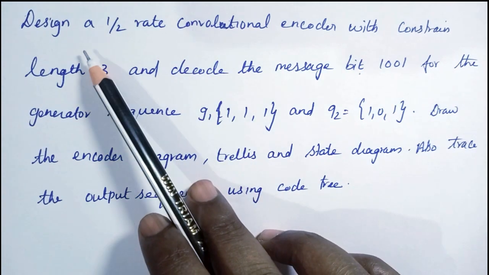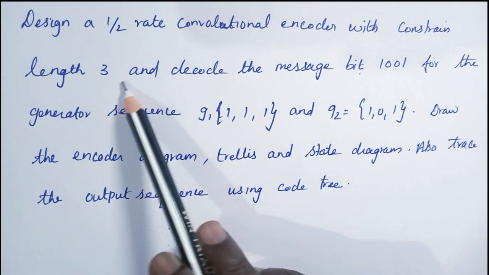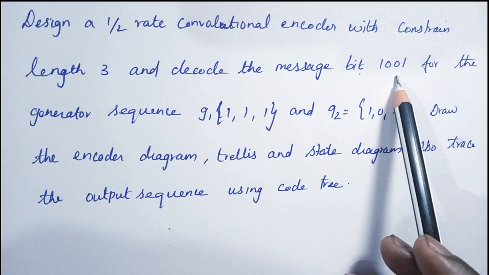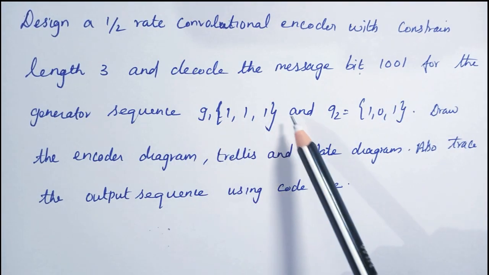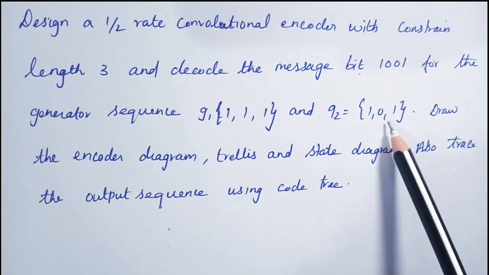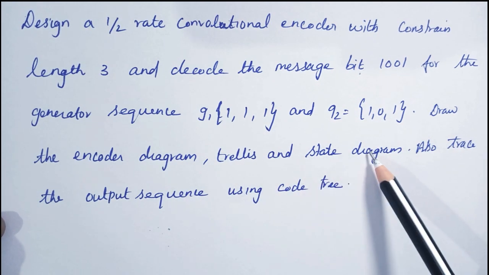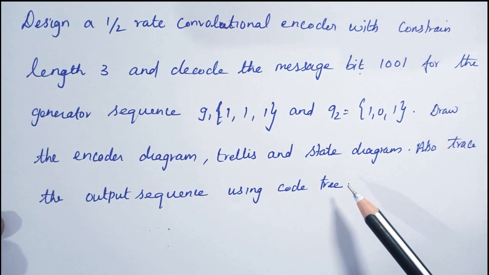The question is: draw a 1 by 2 rate convolution encoder with constraint length 3 and decode the message bit 1001 for the generating sequence G1 equal to 111 and G2 equal to 101. Draw the encoder diagram, trellis and state diagram. Also track the output sequence using the code tree.